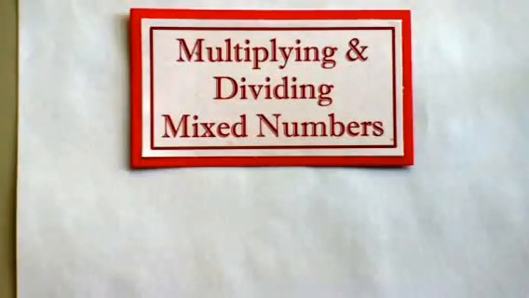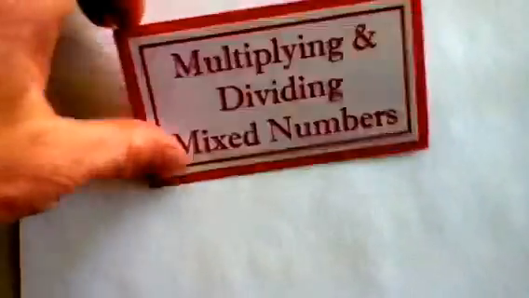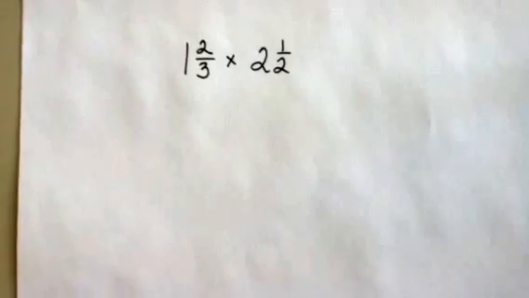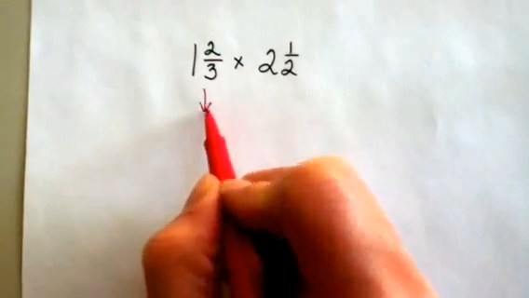We'll be talking about multiplying and dividing mixed numbers. The problem reads 1 2/3 times 2 1/2. The first step in multiplying mixed numbers is to change them to improper fractions.